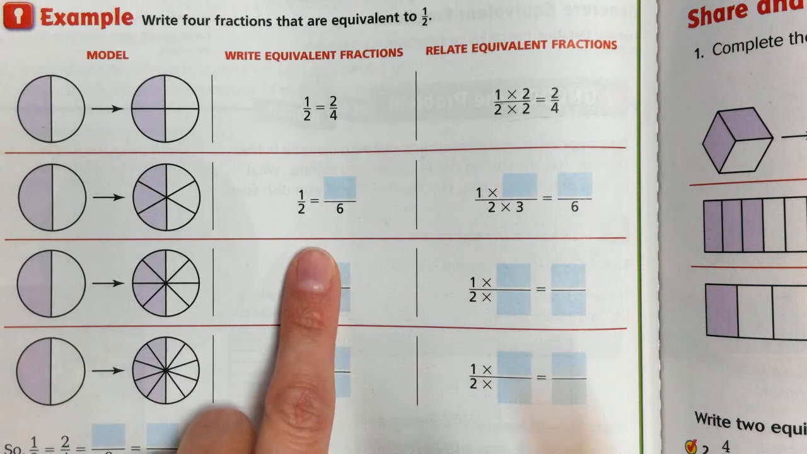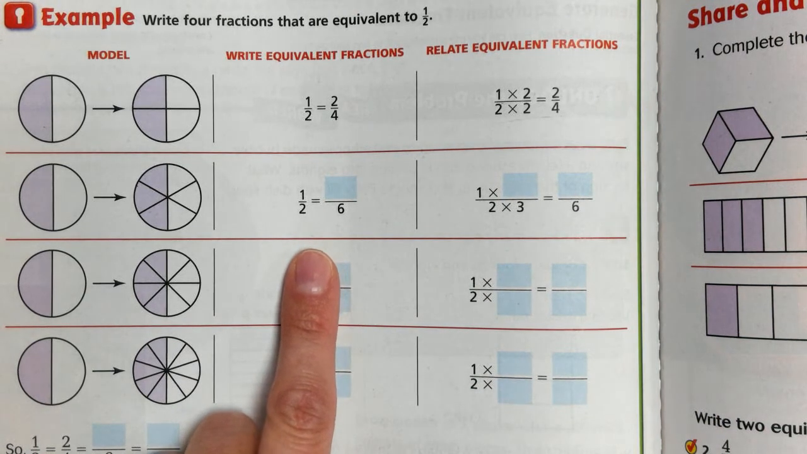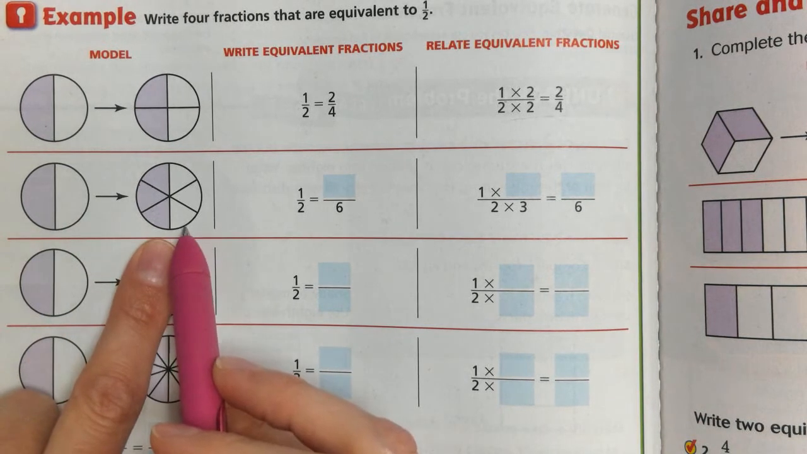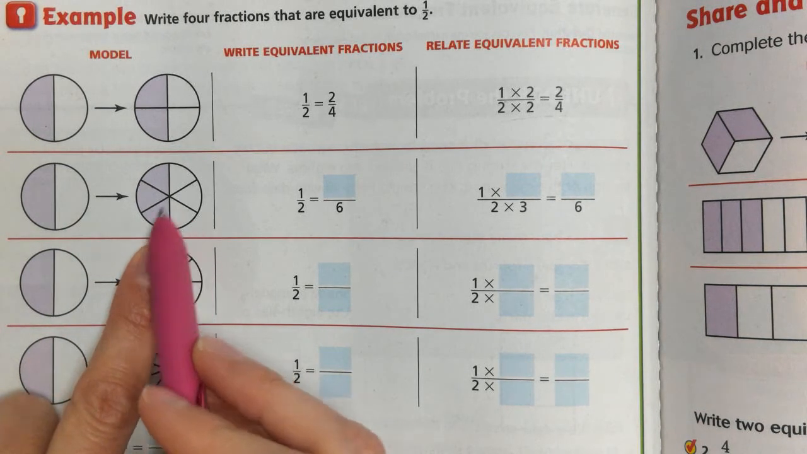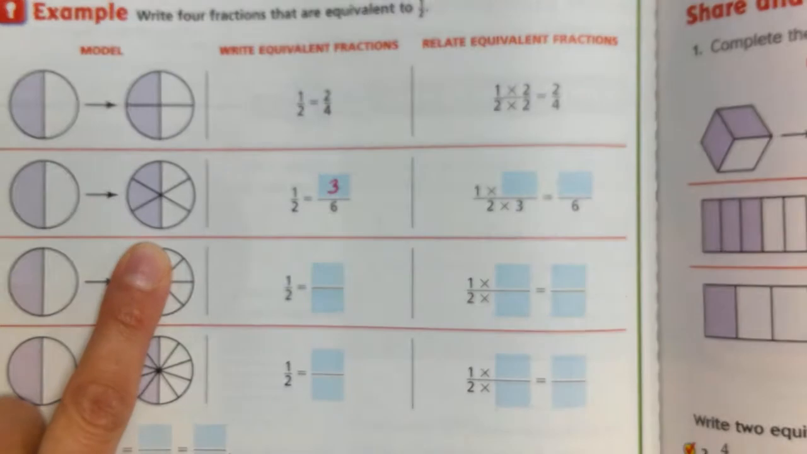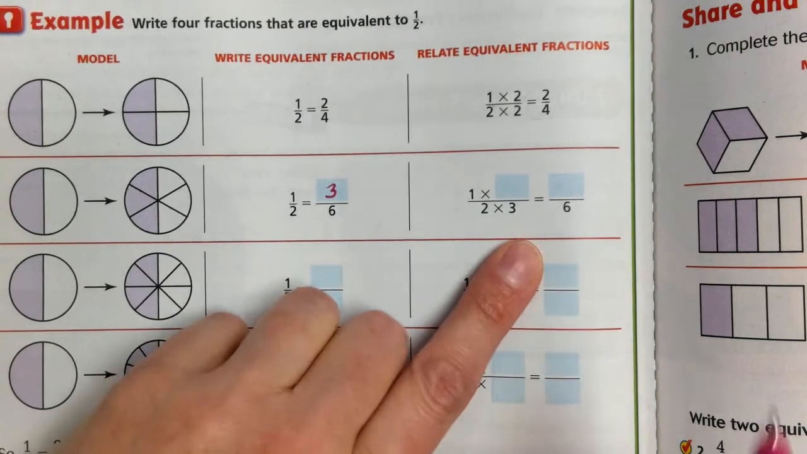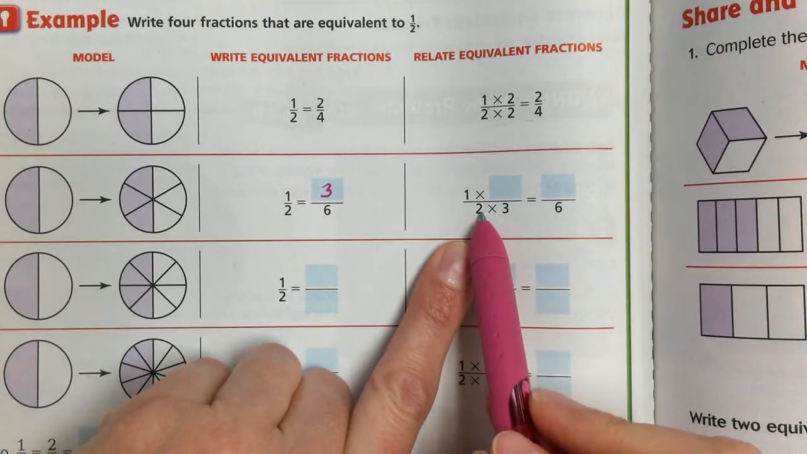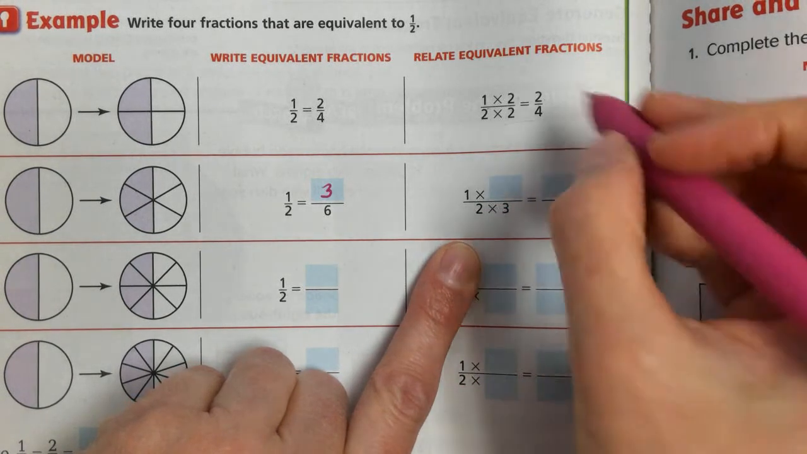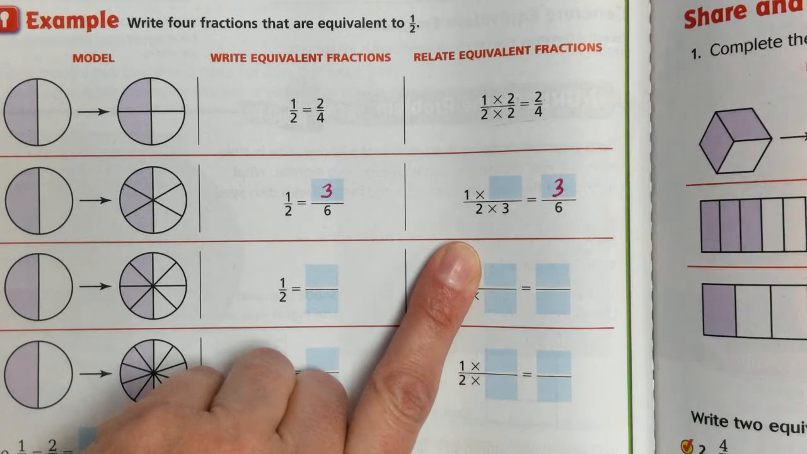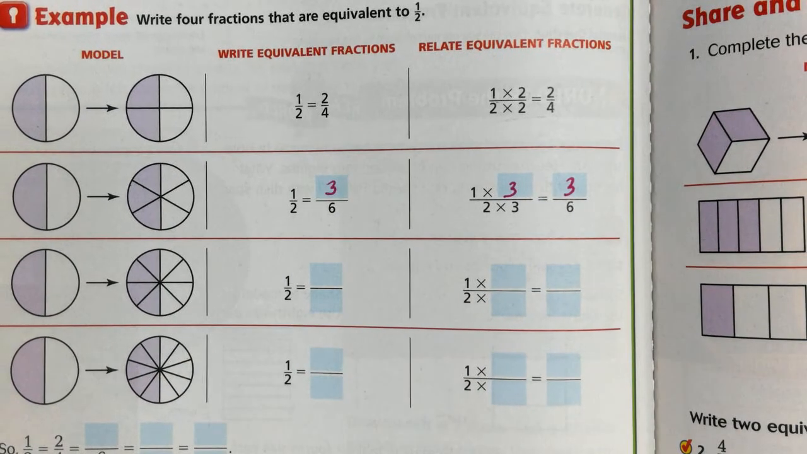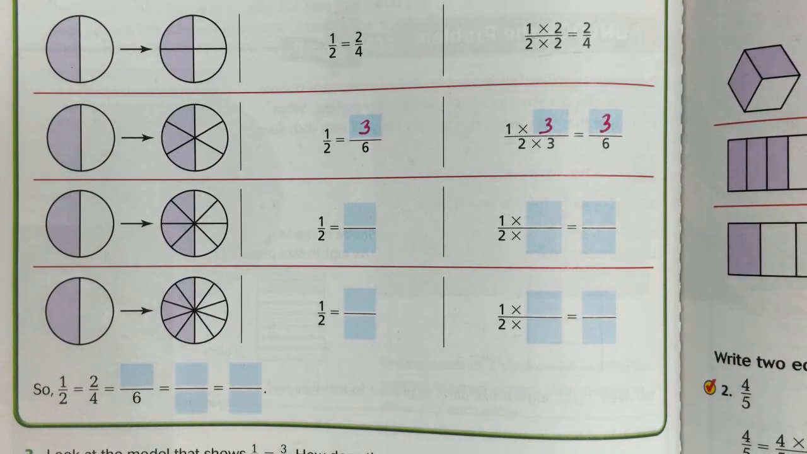All right, let's look at the next fraction. All right, I go from 1/2 to what? How many sixths are colored in? 3/6. Now, let's compare 1/2 to 3/6. I multiplied 2 times 3 and I got 6. What do I multiply by 1 to get to 3? All right. Let's do another one.